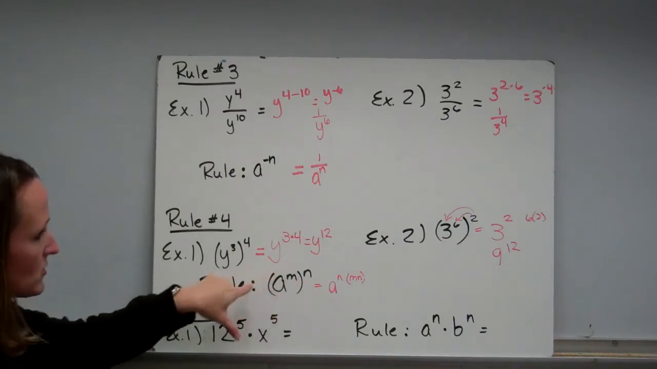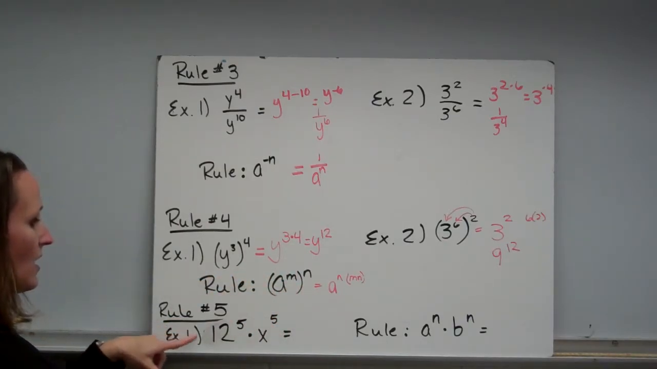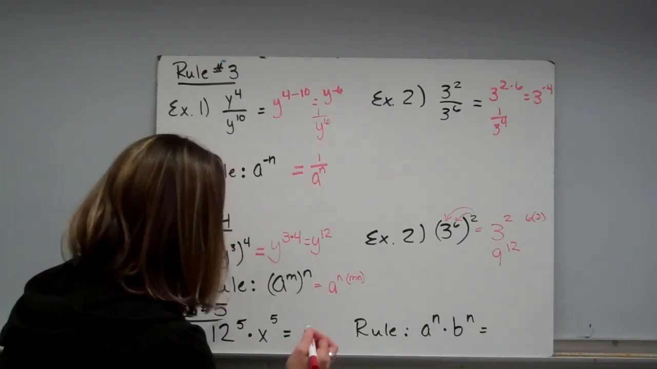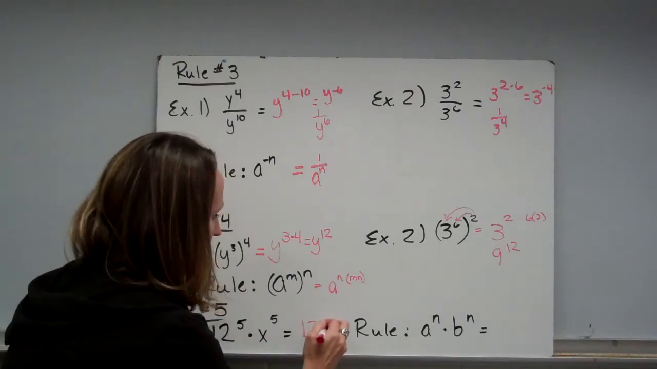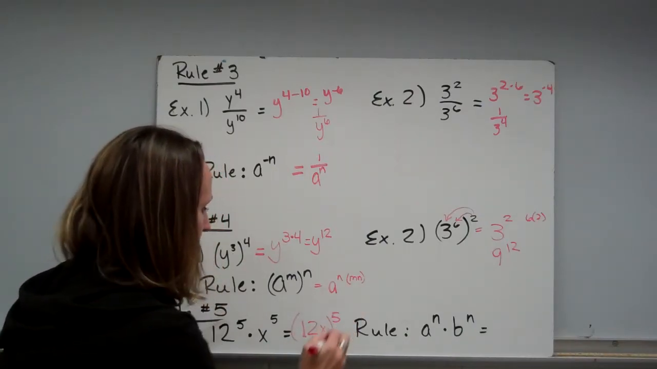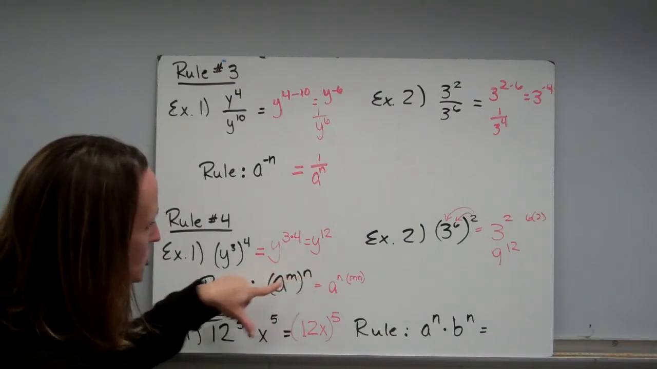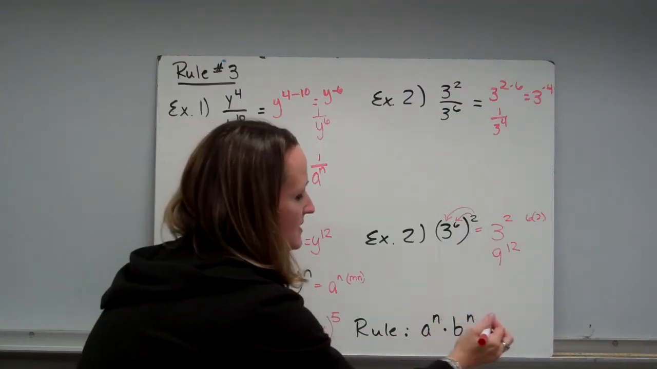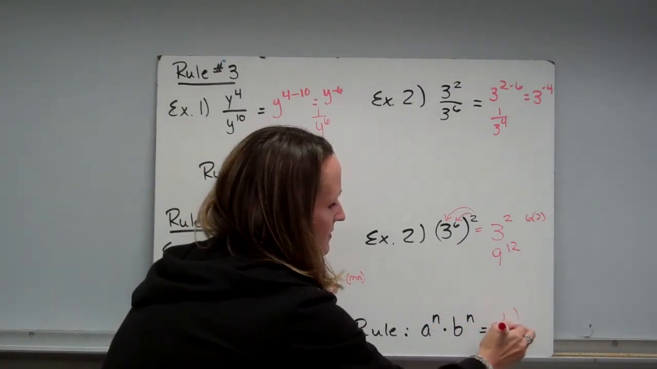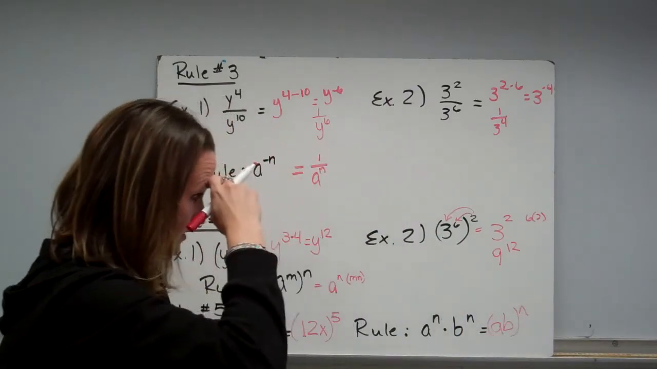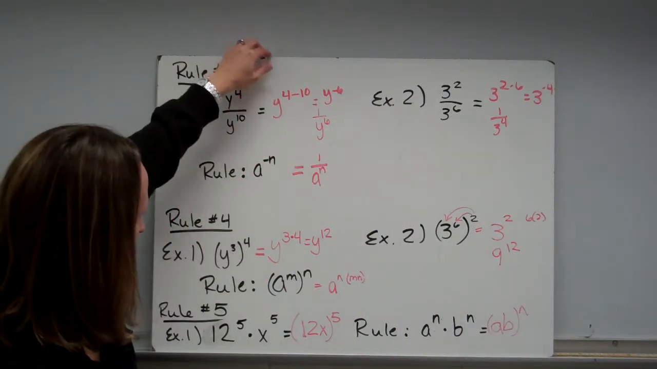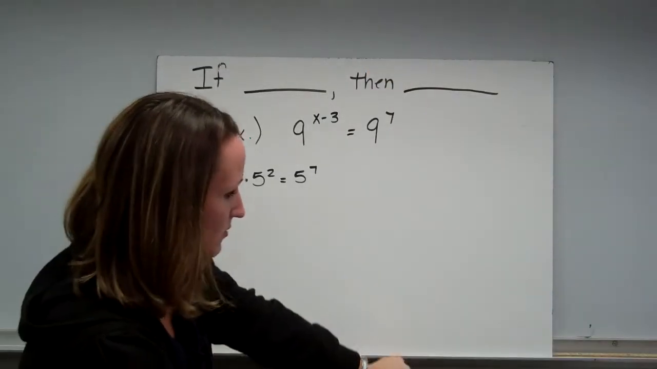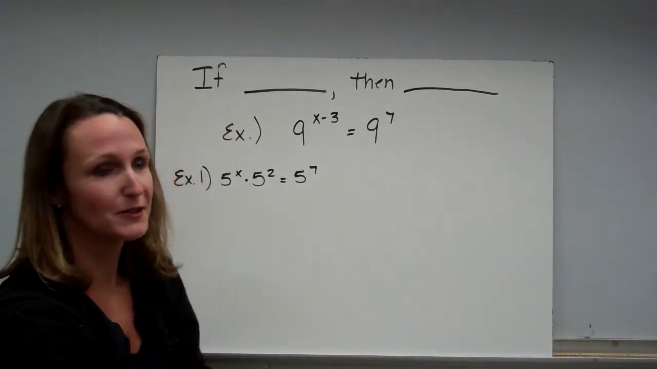Example 5, which kind of shows a breakdown of this. If we have 12 to the 5th times x to the 5th, we could rewrite this as 12x, take the whole thing to the 5th power. In other words, I just did the reverse of this. So the rule is if we have a to the nth times b to the nth, we can say ab to the nth power. Okay, so now we've reviewed all your exponent rules that you should have learned long before now.